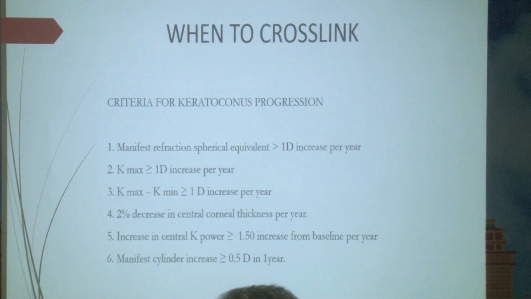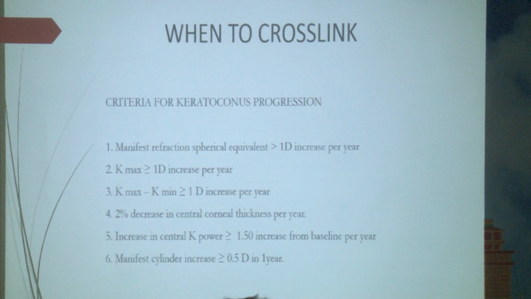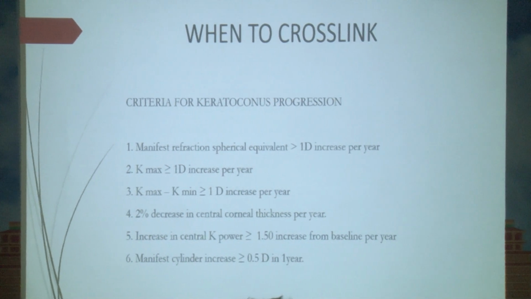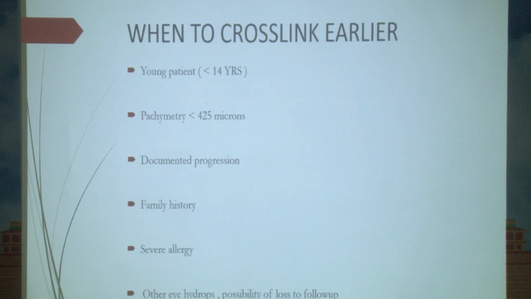So when do we cross-link? Ideally when we see progression in the keratoconus, so the criteria are written there. Manifest refraction increasing more than 1 diopter per year, Kmax more than 1 diopter per year, Kmax minus Kmin more than 1 diopter increase per year, then 2% decrease in the central corneal thickness, increase in the central K power more than 1.5 from baseline per year, and manifest cylinder increase more than 0.5 diopter per year.